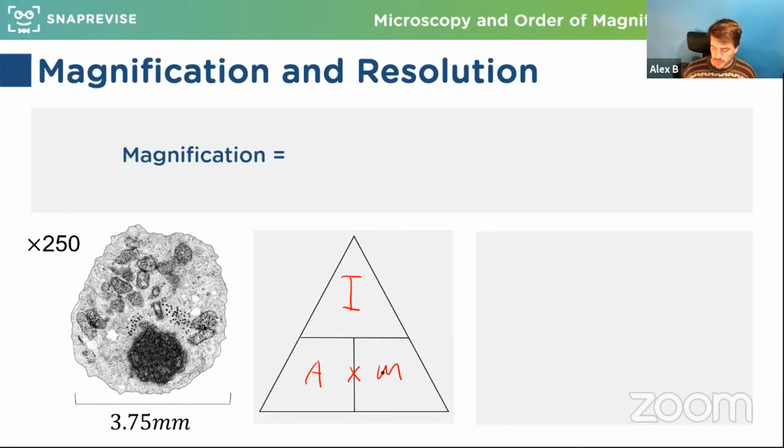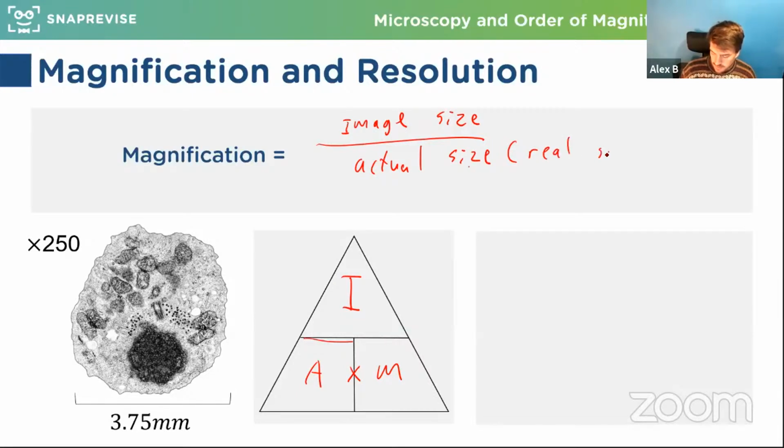Yeah, we want to do magnification. So we can use our pyramid to calculate what that is. So magnification equals image divided by actual size. Sounds like some of you are calling this real size, and if that's what you've been taught, that's fine. I'm more used to calling it actual size, but it is basically the real life size.